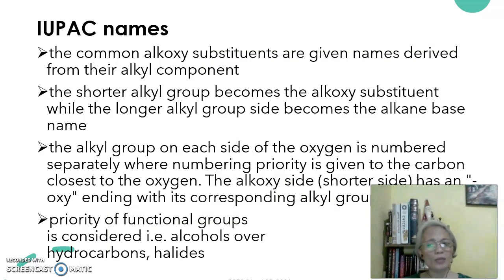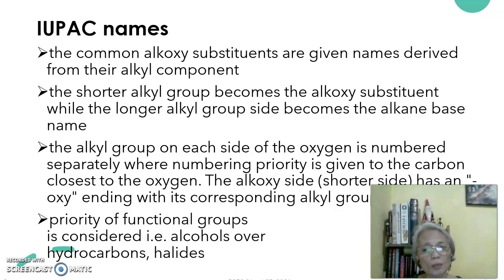Now, how do we name using the IUPAC? So, ito may susundin tayong procedure. So, the common alkoxy substituents are given names derived from their alkyl component. The shorter alkyl group becomes the alkoxy substituent, while the longer one becomes the alkane base name. The alkyl group on each side of the oxygen is numbered separately, where numbering priority is given to the carbon closest to the oxygen. The alkoxy side, which is shorter, has an oxy ending with its corresponding alkyl group.